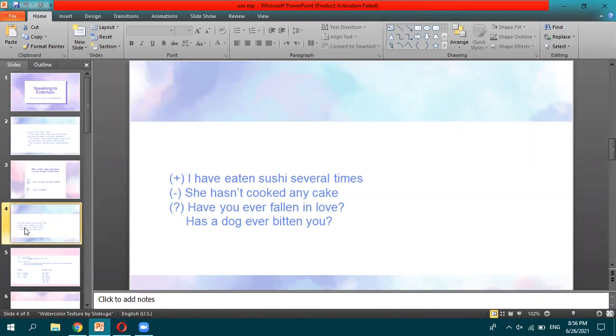So let's see the positive sentence here. I have eaten sushi several times. When did I eat the sushi? We don't know, right? It doesn't matter. So here, when you are talking about experience, time doesn't matter. You look at the fact, you look at the action, you see what happened, not the time, okay? So that's why we talk about experiences with present perfect tense.